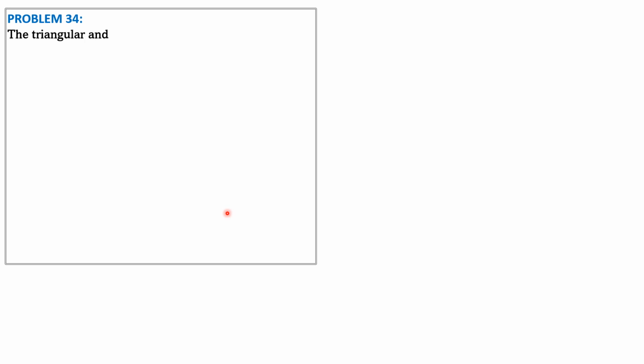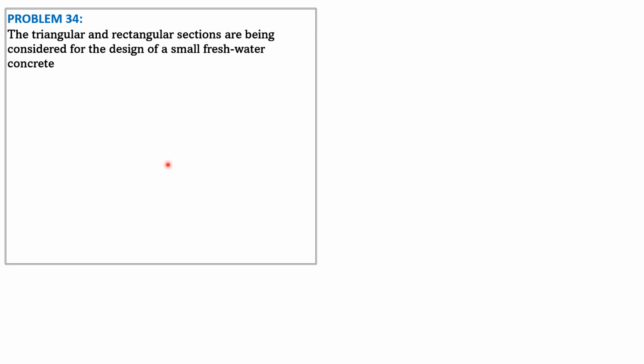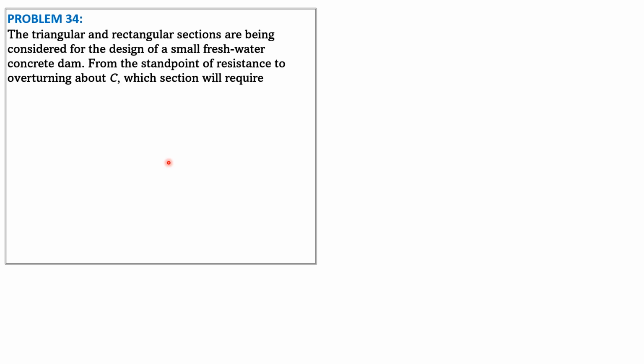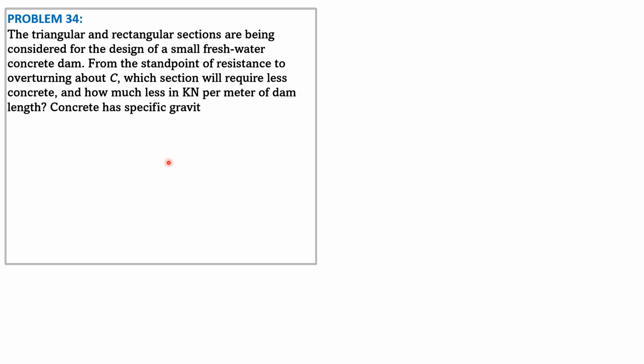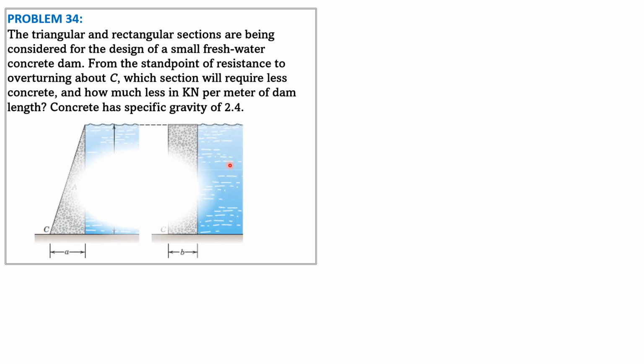Problem 34. The triangular and rectangular sections are being considered for the design of a small freshwater concrete dam. From the standpoint of resistance to overturning about C, which section will require less concrete and how much less in kilonewton per meter of dam length? Concrete has specific gravity of 2.4. So here's the figure. We have triangular section and rectangular section.